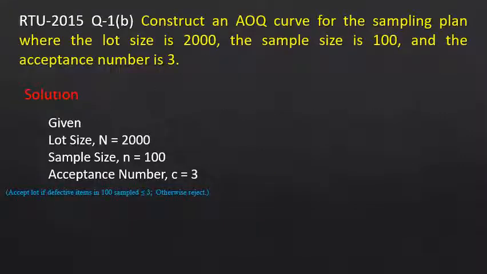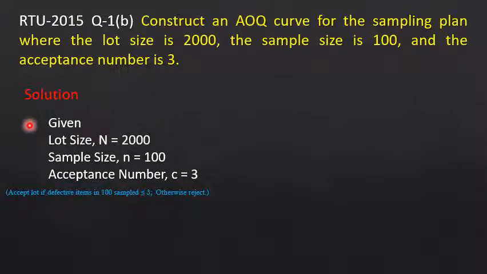So the given question is like that: construct an AOQ curve for the sampling plan where the lot size is 2000, the sample size is 100, and the acceptance number is 3. So this is the solution.